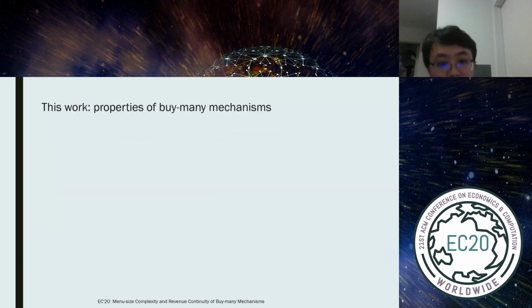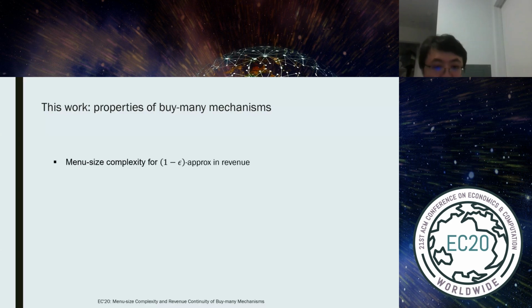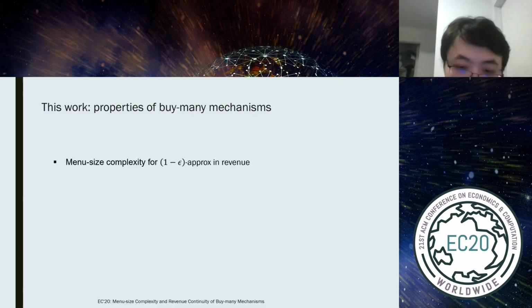And this brings up many open questions. For example, do buy-many mechanisms have other nice properties that buy-one mechanisms don't? And can we hope to obtain better approximation ratios, for example, a constant factor approximation to the optimal buy-many revenue? In this work, we'll address a few such directions. The first direction we study is how large the maximum menu size has to be to obtain near optimal revenue. Recall that this is infinite for buy-one mechanisms, but we will show that it is only finite for buy-many mechanisms.